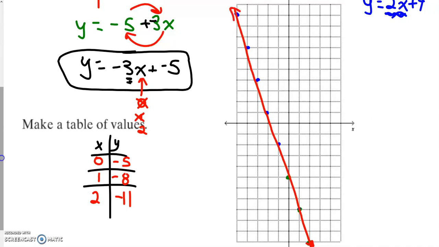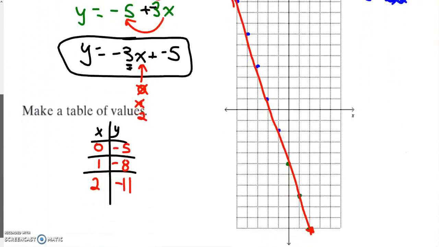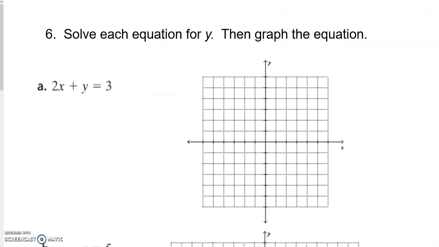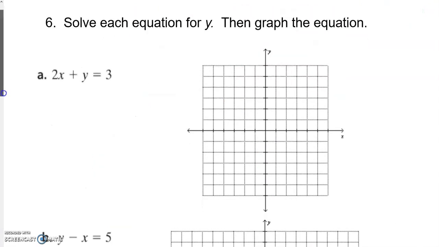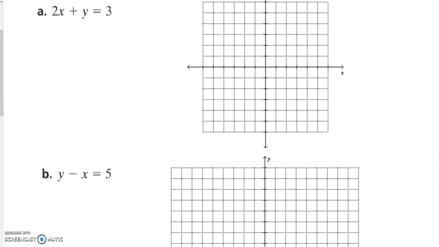Now if you think back to what we did in the last lesson, we asked, is this thing a function? Now it's not asking us here, but I do know this is a function because it would pass the vertical line test. So, time to practice a little bit. You might want to try these and then come back and see if you agree with my answers.